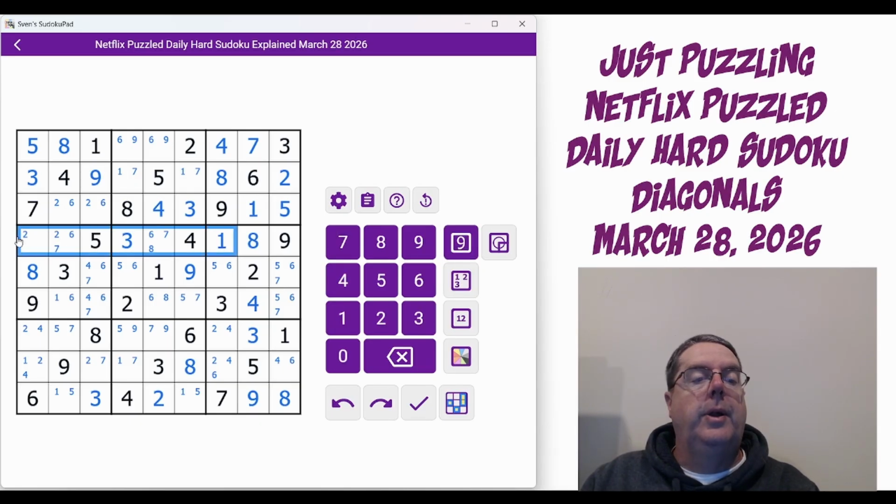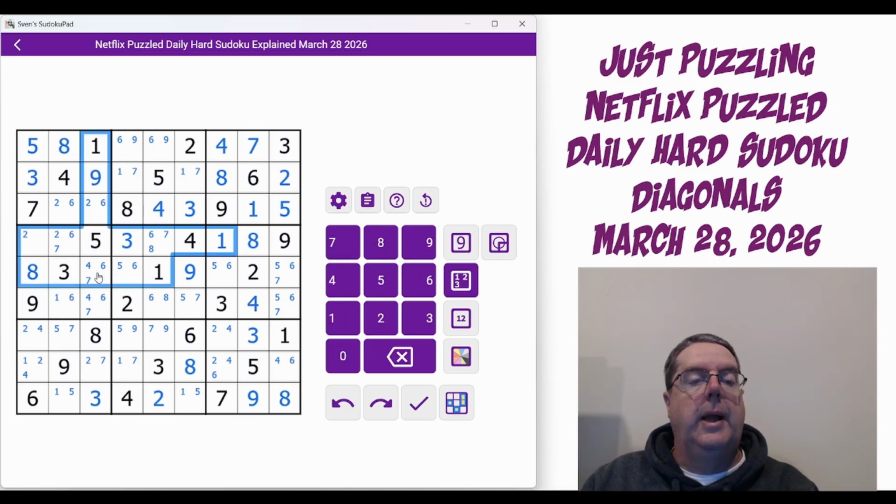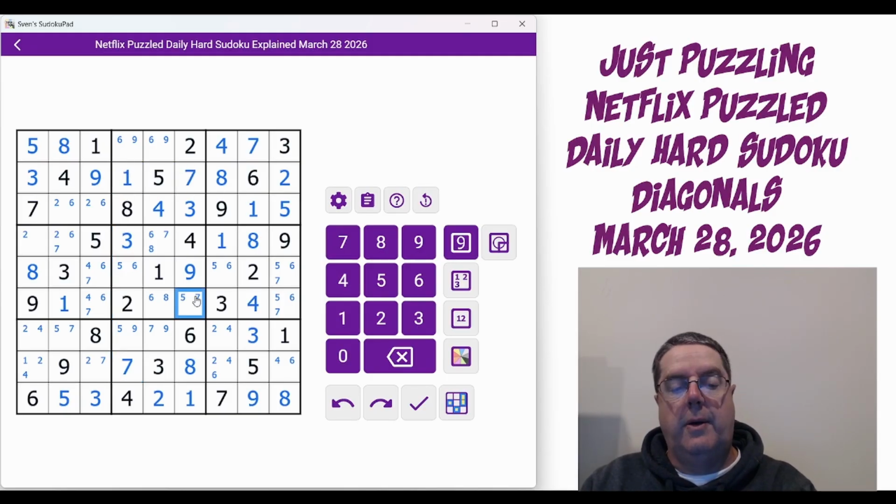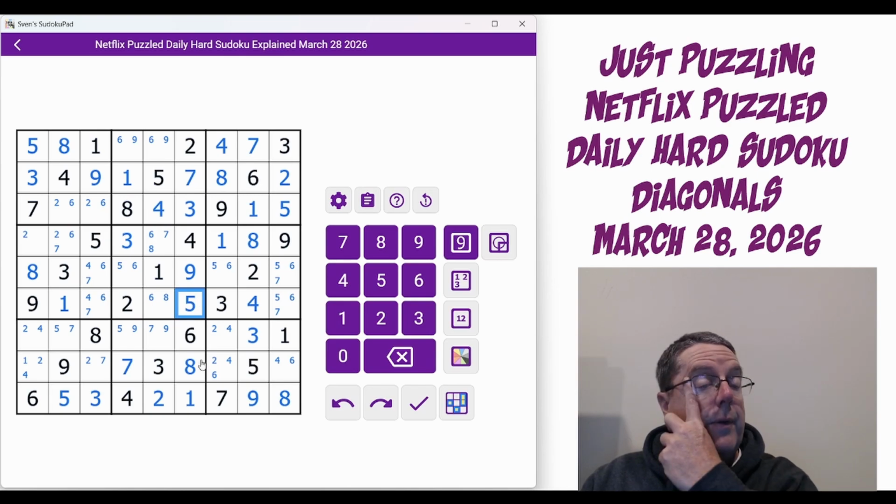Leaving 1 coming across here, 1 coming across here, 1 coming down here. So 1 is here. This can be a 1, so it's a 5. Leaving this to be a 1 here. This can't be a 1, so it must be a 7. Coming up here, this can't be a 7, so it must be a 1. Leaving this to be a 7 here. It can't be a 7, so it must be a 5, and that makes sense for finishing off that column.